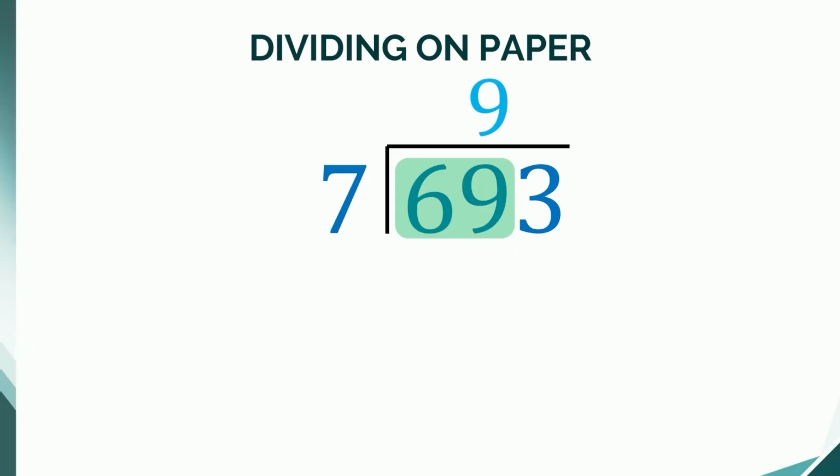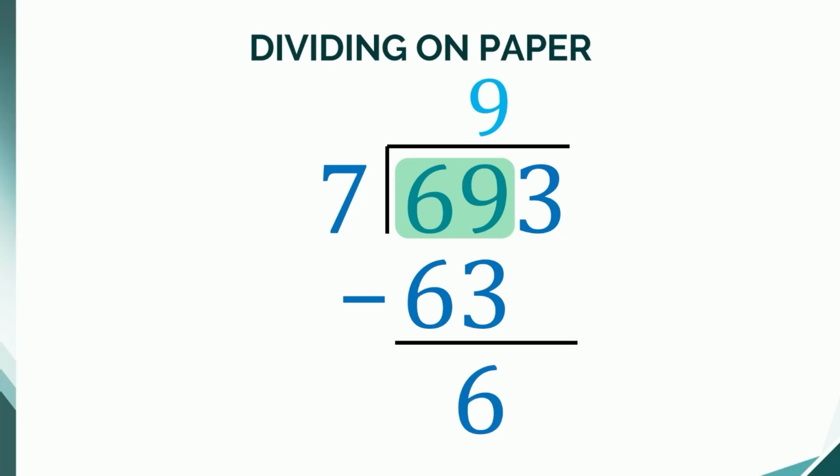Again, it doesn't have to equal exactly 69. We just have to get as close as possible, and 63 is as close as possible because 9 times 7 is 63. We're going to write the 63 right below there. The next step is to subtract. What is 69 minus 63? It's going to be 6.